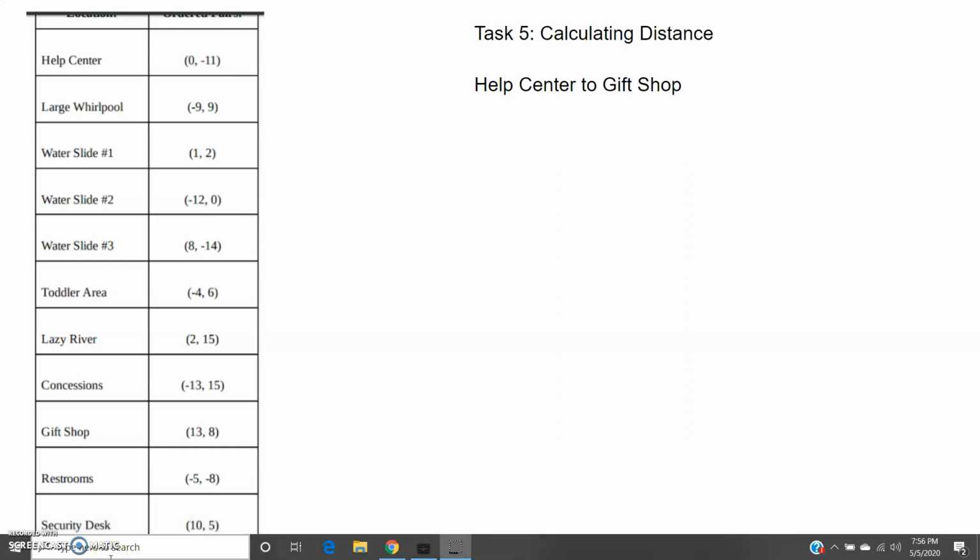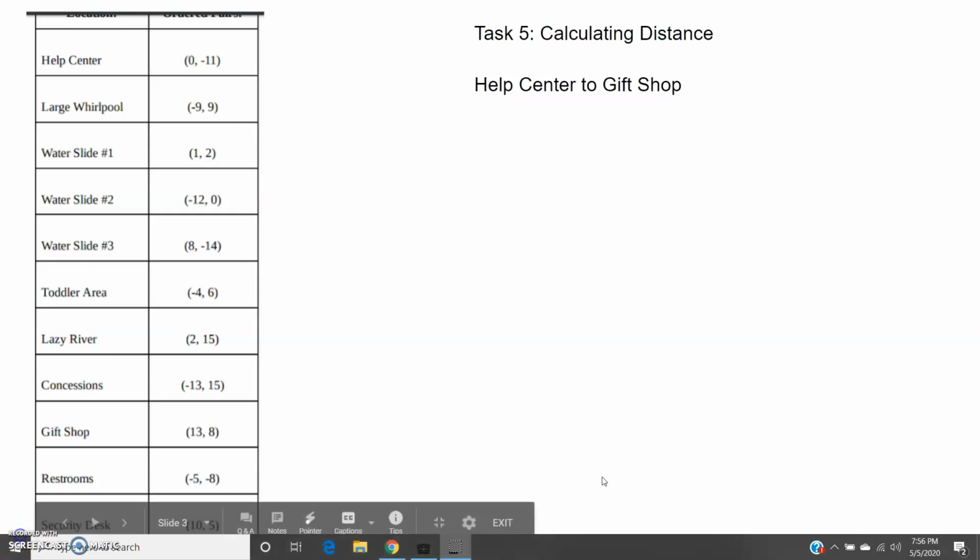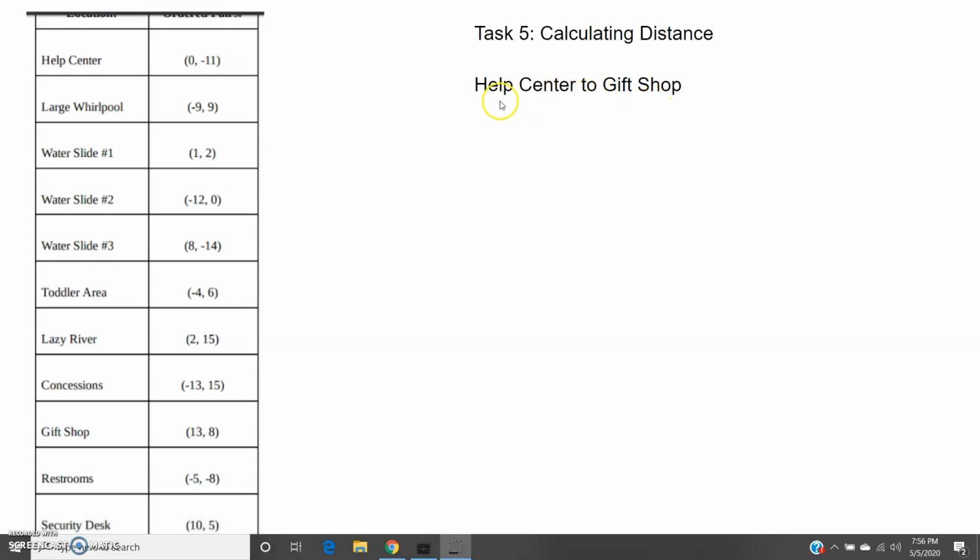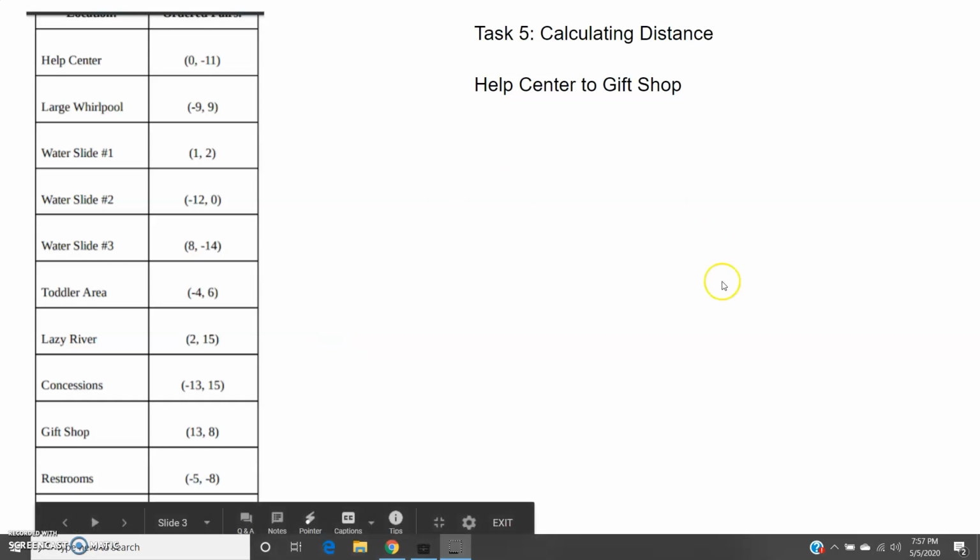Today we're going to learn some math, and that math is going to be calculating distance. We're talking task 5. My first example I'm going to show you is the help center to the gift shop, and I want to teach this one using the Equatio idea.